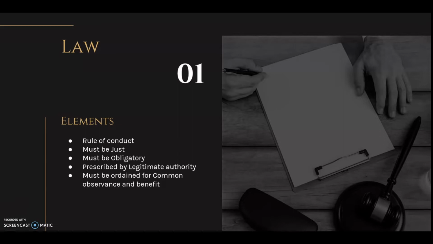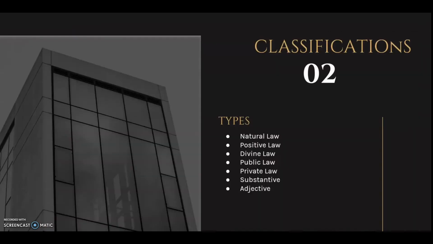Now we also discussed the different sources of law. The main sources we said are legislation, precedent, and customs. As to classifications, we mentioned that there are different classifications, types, or kinds, such as natural law, positive law, divine law, physical law, moral law, and we focused on public law and private law, and also discussed substantive law and adjective law.